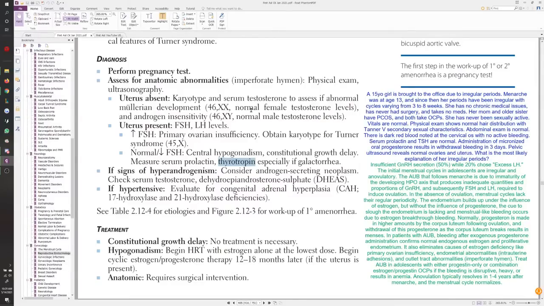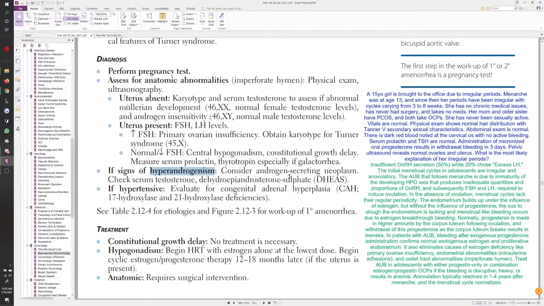A lot of girls actually don't start menstruating or have very irregular, abnormal menstruation cycles simply because they are hypo or hyperthyroid. You know, so that can be something that is concerning. If signs of hyperandrogenism are seen, right, then you have to consider a tumor that might be making too much androgen, right? Consider androgen secreting neoplasm, check for testosterone and DHEAS.